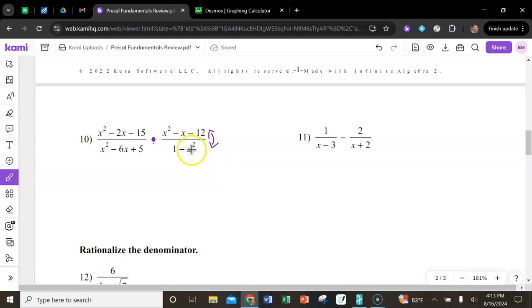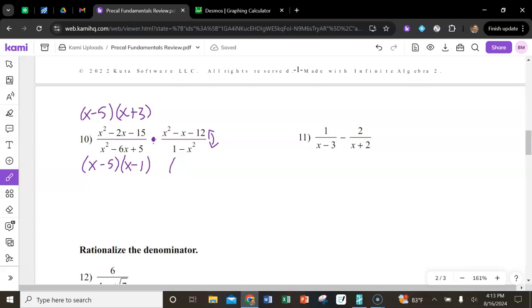And that's going to show that I'm doing my flip there. What you want to do is just factor everything that you can. So whether it is multiplication or division, just factor everything that you can. So on the top, what multiplies to negative 15 and adds to negative 2 would be minus 5 and plus 3. On the bottom, what multiplies to positive 5 but adds to negative 6 would be negative 5 and negative 1.